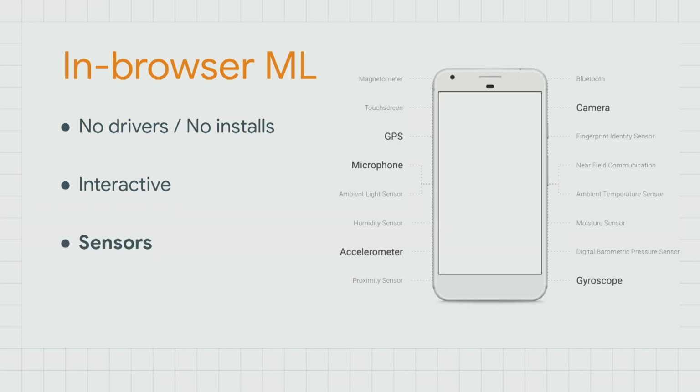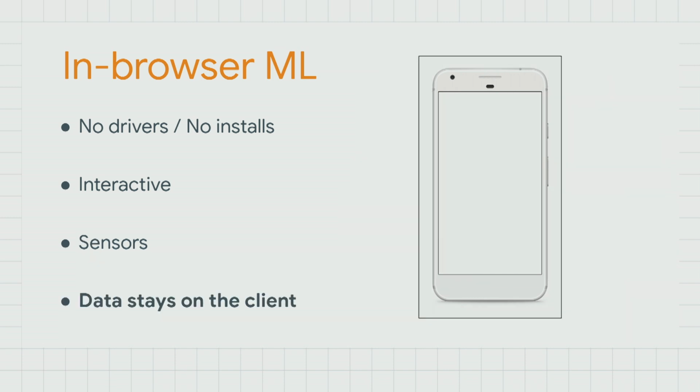We didn't take advantage of this in the playground, but your device has all these sensors, and there's standardized access to the sensors through web APIs. So you have camera access and GPS and microphone, all these kinds of things. And importantly, the data can stay on the client. So we can do privacy-preserving on-device machine learning with this kind of thing.